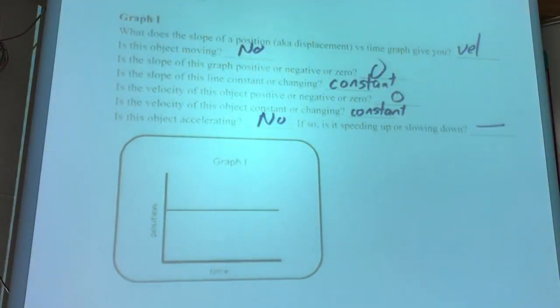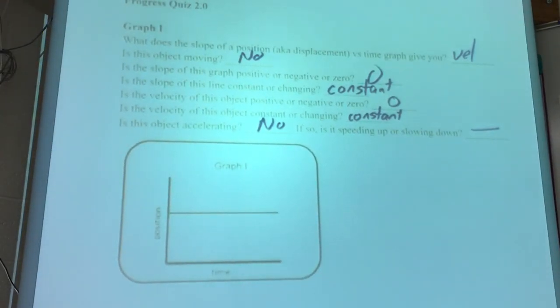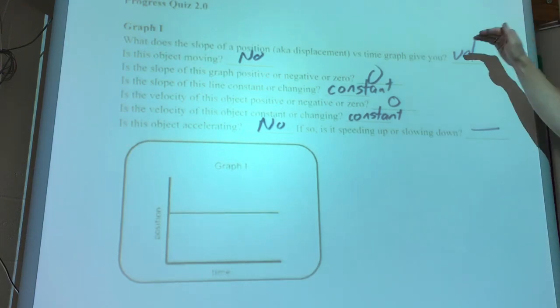So, for graph number 1, remember that for all of these graphs, we are talking about position versus time graphs. The slope of a position versus time graph, you just need to know, is velocity. The slope tells you the velocity. If it's a positive slope, positive velocity. If it's a negative slope, negative velocity. If it's a constant slope, it's constant velocity. If it's a changing slope, okay, right? So the idea is slope is velocity. They're interchangeable words, really. So this tells you velocity.